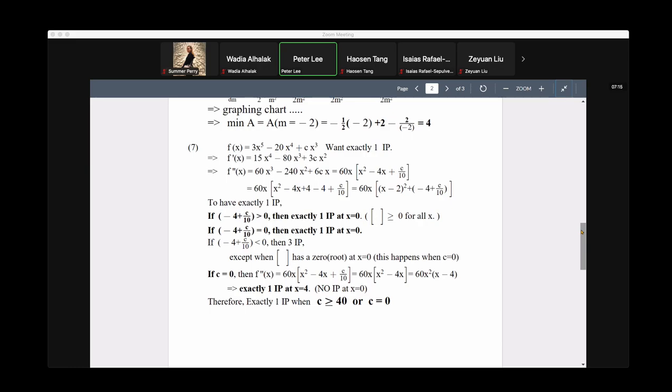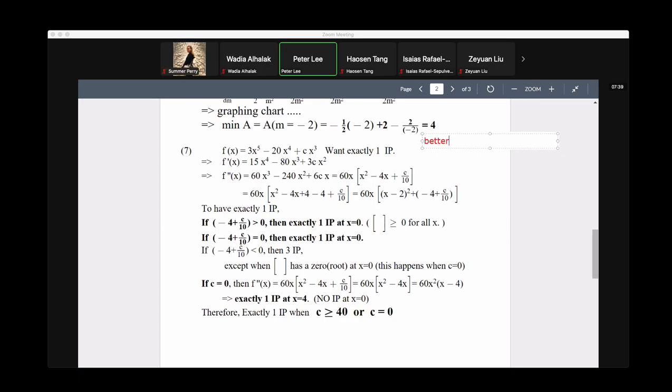Okay. And number 7, this is what I recommend here. The solution is actually quite short. Of course, you have to know what to do. Now, this is the way I do it. I do it by completing square. The better method is by completing square. So let me write this down. Better method is by completing square.